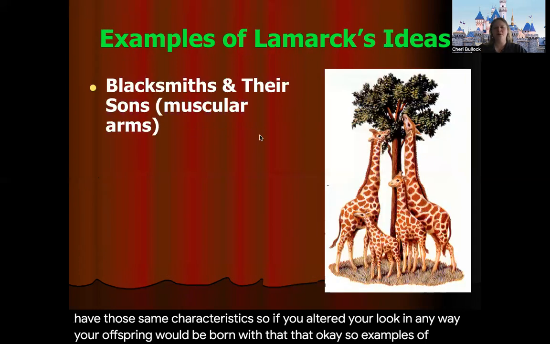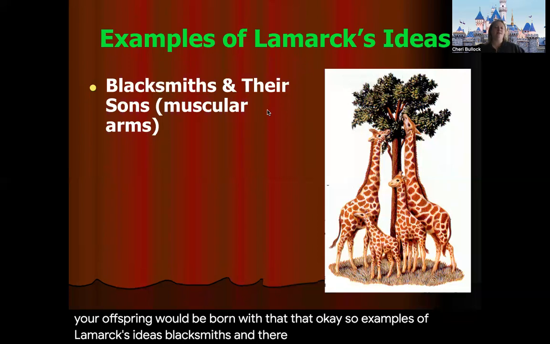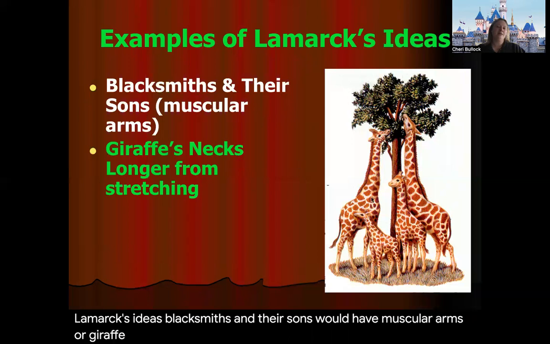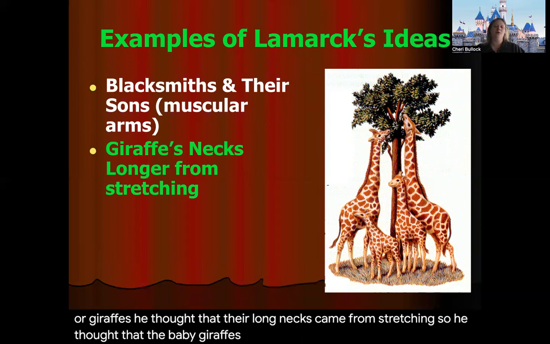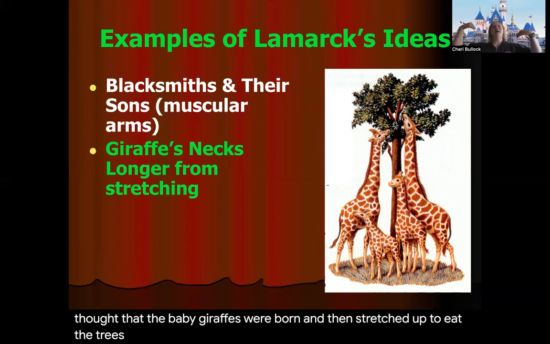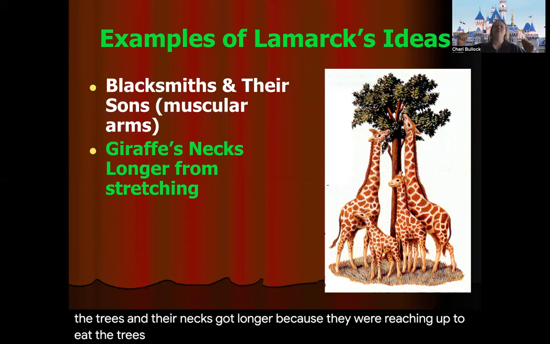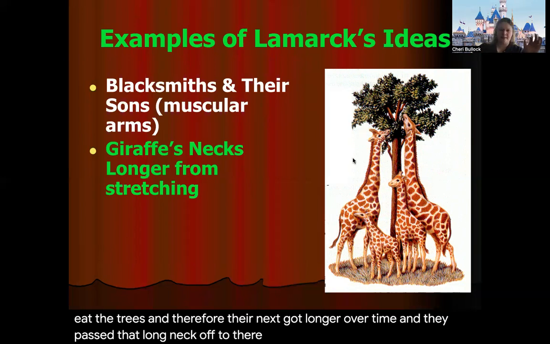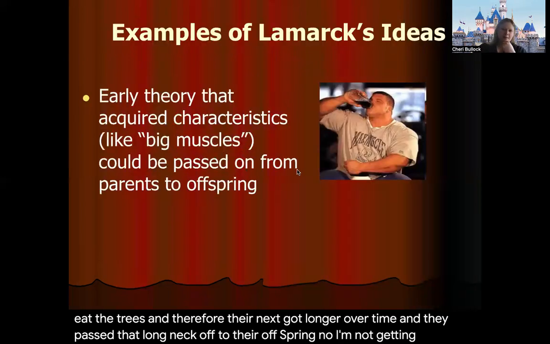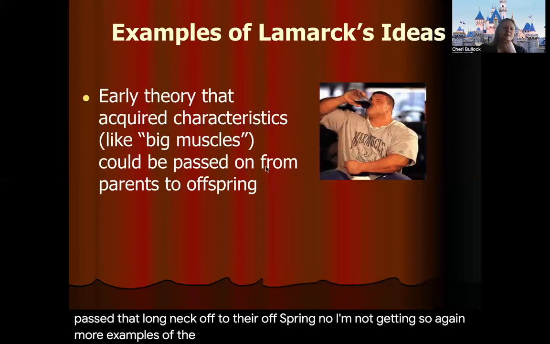So examples of Lamarck's ideas: blacksmiths and their sons would have muscular arms, or giraffes. He thought that their long necks came from stretching. So he thought that the baby giraffes were born and then stretched up to eat the trees, and their necks got longer because they were reaching up to eat the trees, and therefore their necks got longer over time, and they passed that long neck off to their offspring. No, I'm not kidding.